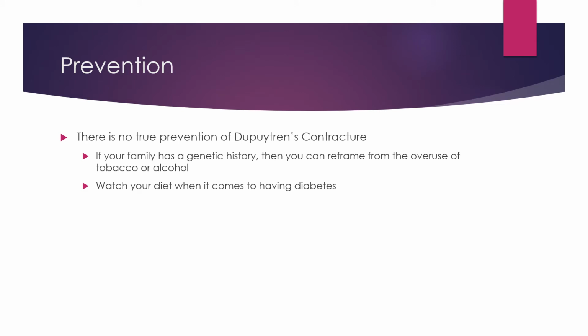There is no prevention for this disease. If you know your family history has this gene, then you can refrain from overuse of tobacco or alcohol or other things that could make it worse.